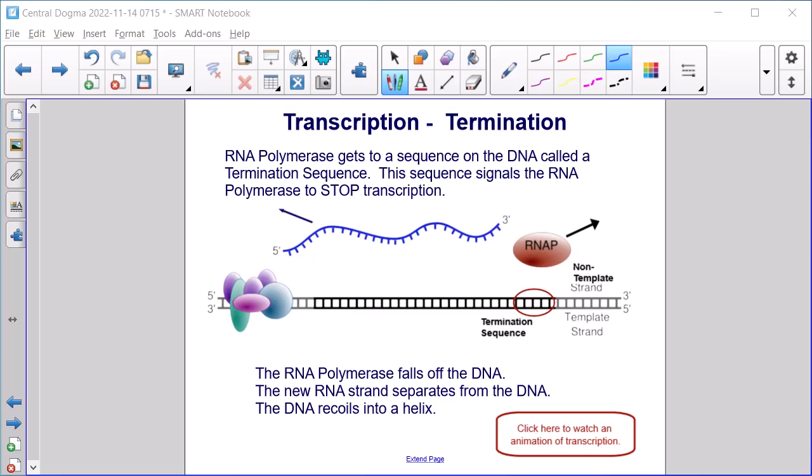Transcription termination. RNA polymerase gets to a sequence in the DNA called a termination sequence. This sequence signals the RNA polymerase to stop transcription. The RNA polymerase falls off the DNA. The new RNA strand separates from the DNA, and the DNA recoils into a helix.